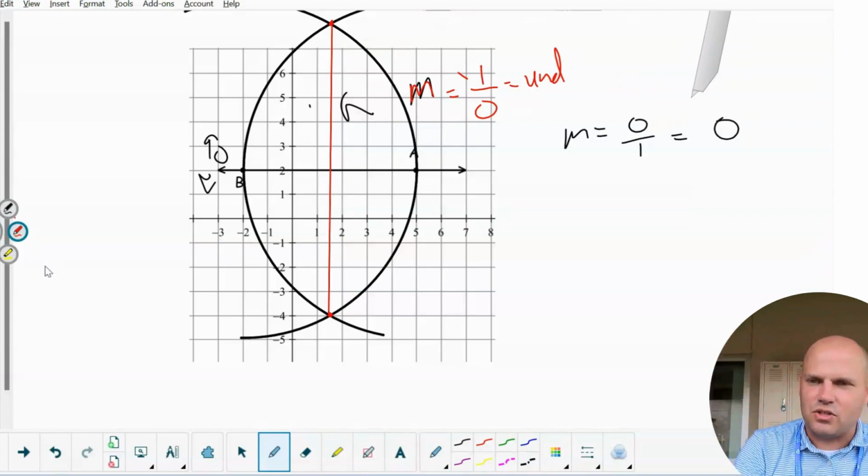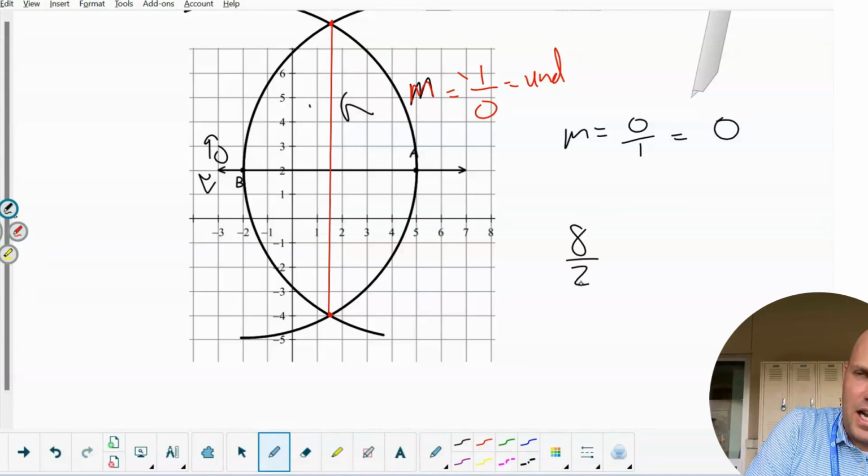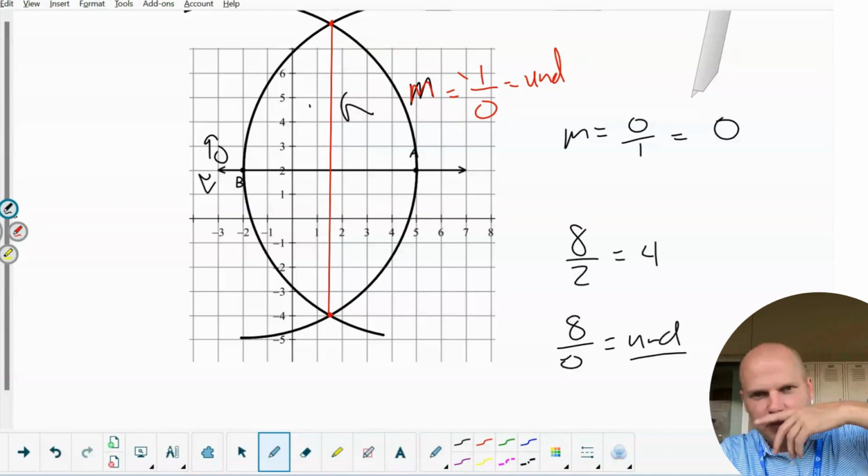This is something a lot of students don't understand. They try to memorize, but the question is, how many times does 2 go into 8? 2, 4, 6, 8. How many times does 0 go into 8? Like 2 times 4 is 8. 0 times what is 8? This can't be done. It's impossible. So you're not allowed to divide by 0, so we say the slope is undefined.